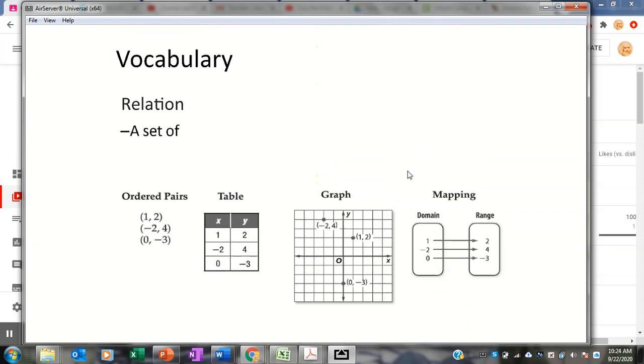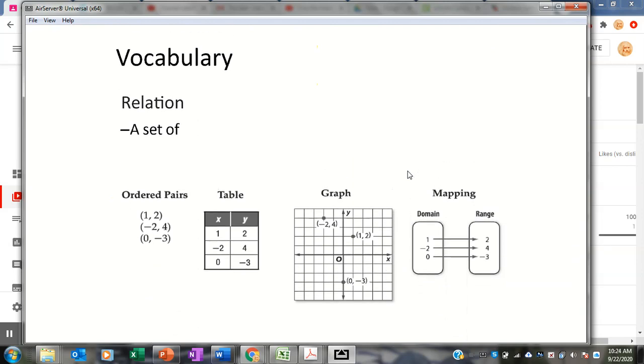All right, now the next thing we're going to discuss is what a relation is. And a relation is a set of ordered pairs. Set of ordered pairs.